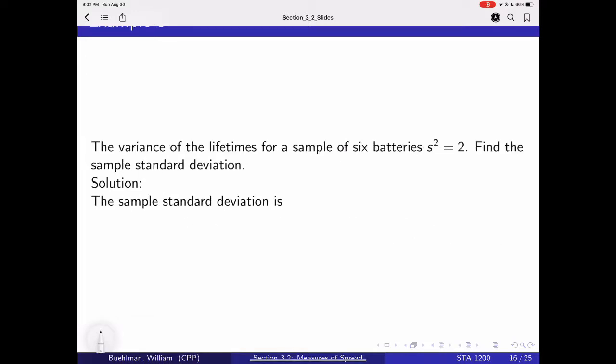Variance for the lifetime for the sample of 6 batteries was 2. Find the sample standard deviation. So again, standard deviation, in this case s, is just equal to the square root of s squared, which is equal to, we already know, the square root of 2, which is equal to 1.414. So we can see once we have the variance, finding the standard deviation is very simple. It's calculating the variance that takes a while.